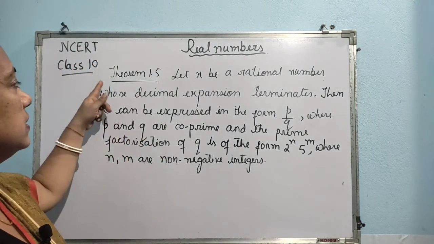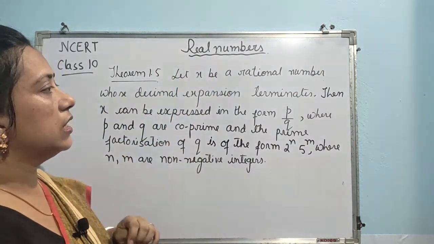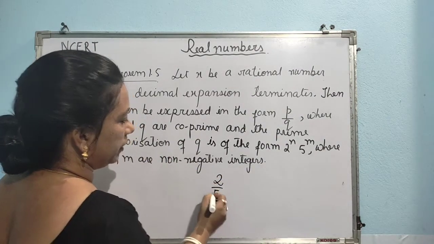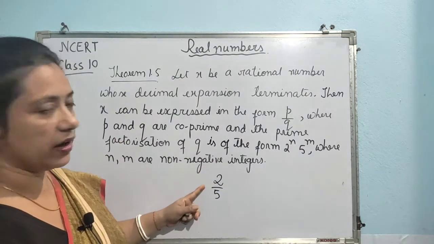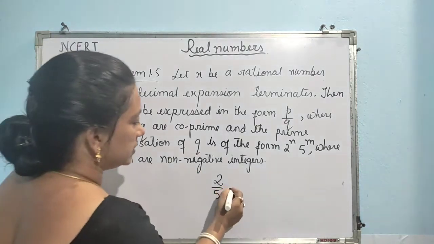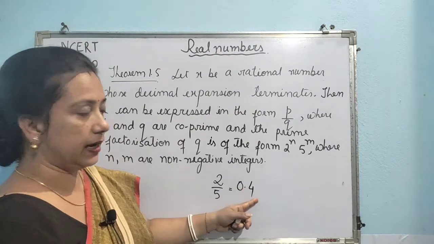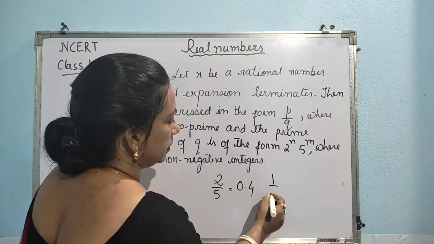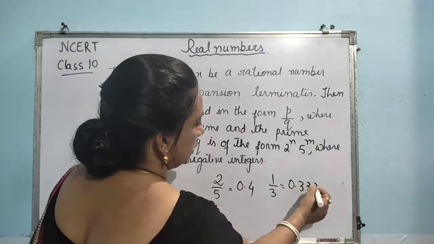What does this state? It states that let x be a rational number whose decimal expansion terminates. Suppose I have taken 2 by 5, it's a rational number. If I convert it into decimal and it terminates, it means it ends. In this case, 0.4 is the decimal, so it is terminating. But there may be some cases where it may not terminate. Suppose it is 1 by 3.